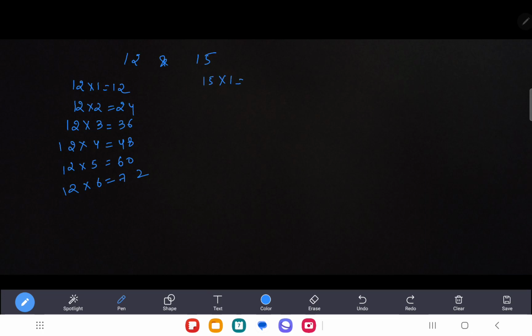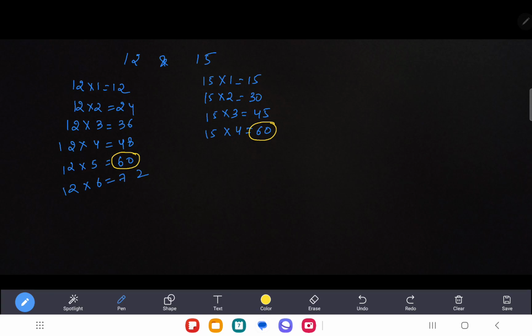15 times 1 is 15. 15 times 2 is 30. 15 times 3 is 45. 15 times 4 is 60. Do you understand? Any doubts in this? No. So the common number here shall be 60.